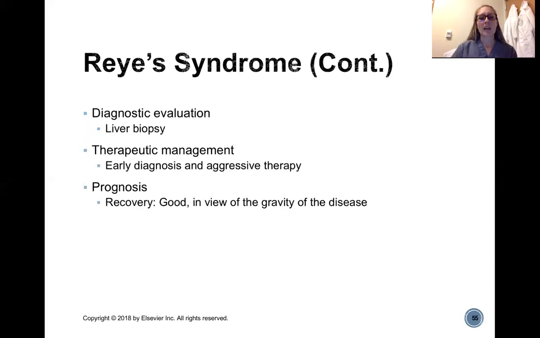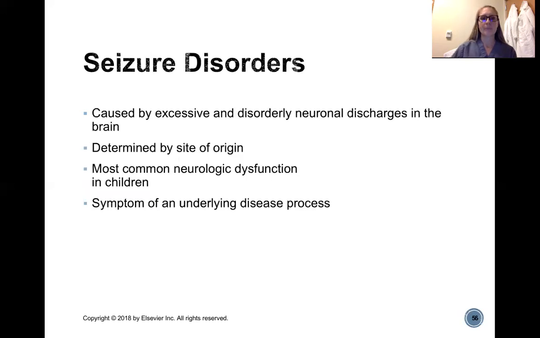So from a diagnostic perspective, really a liver biopsy is going to give us the best information. And in our labs, we're going to see an increase in peak ammonia concentration. We do have a pretty good prognosis though, and we're just going to want to monitor eyes and nose and lab values.